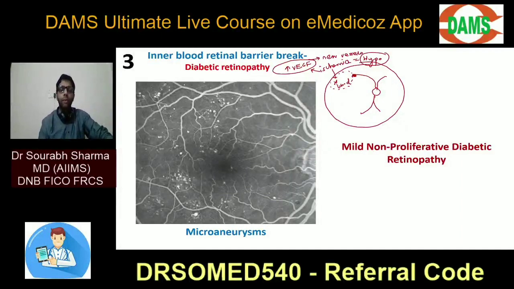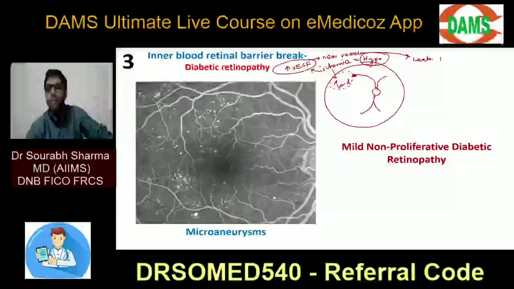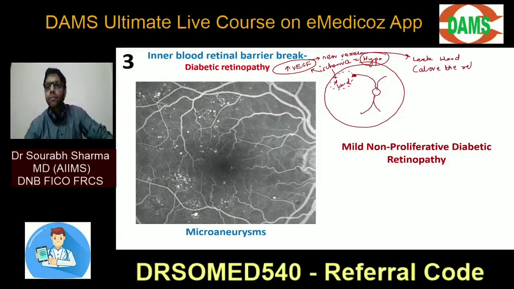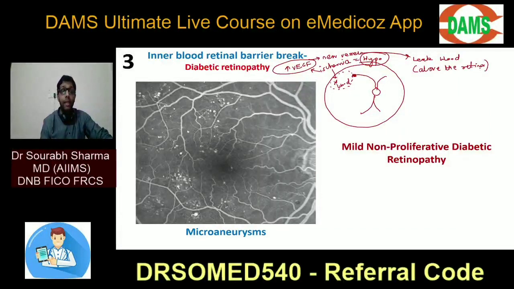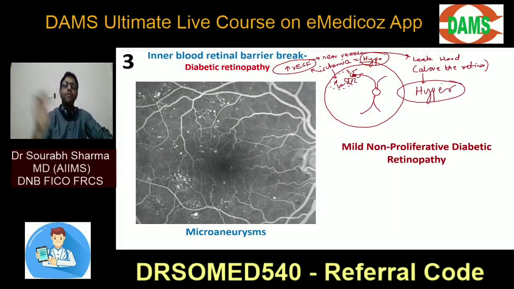New vessels are formed, and they leak blood and are present above the retina layers. They are abnormal vessels. They leak blood, and they will leak the dye as well. The new vessels are leaking the dye as well, and if they are leaking the dye, they will be hyperfluorescence. So ischemic retina is hypo.